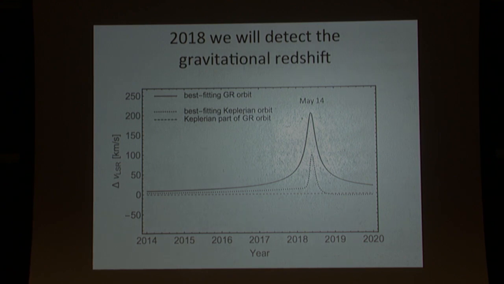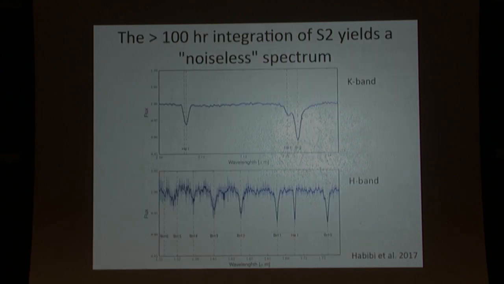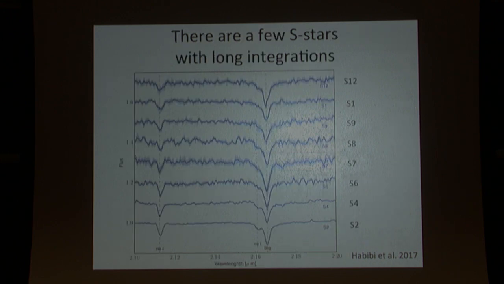For S2, we have actually integrated for many, many years, and the total integration time now exceeds 100 hours. So we have probably one of the best B-star spectra at all. You can see here the beautiful K-band spectrum, which essentially is noiseless, and in H-band you can see also all the bracket lines. There's a few stars which happen to be inside that field of view, and so you can do the same game for all those stars.